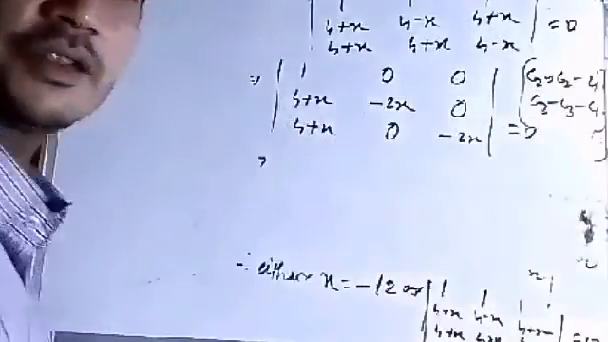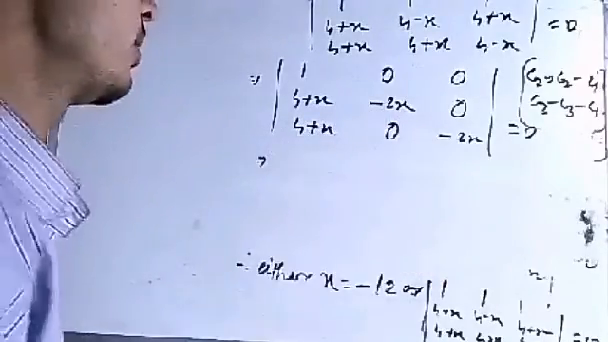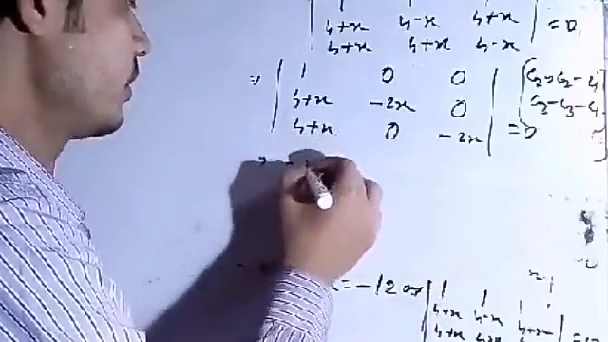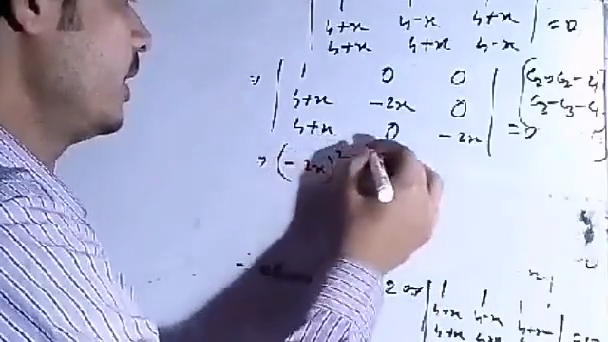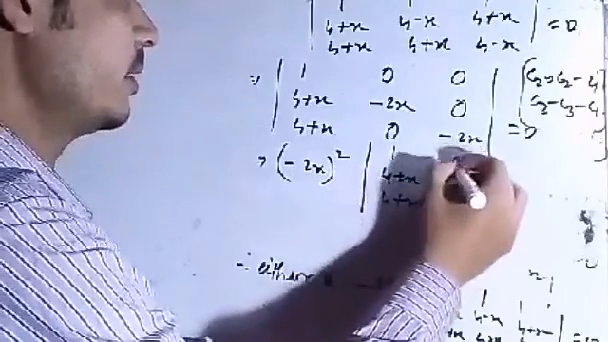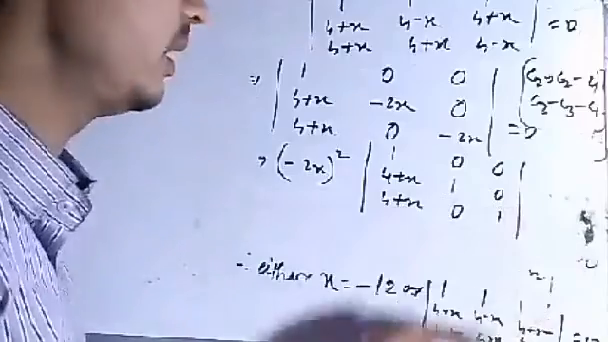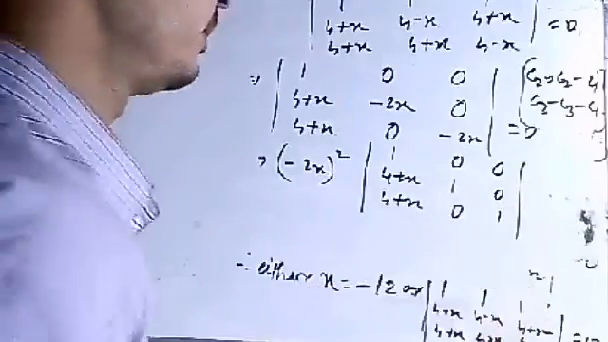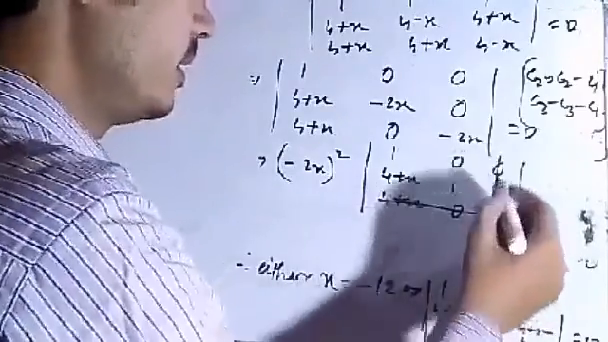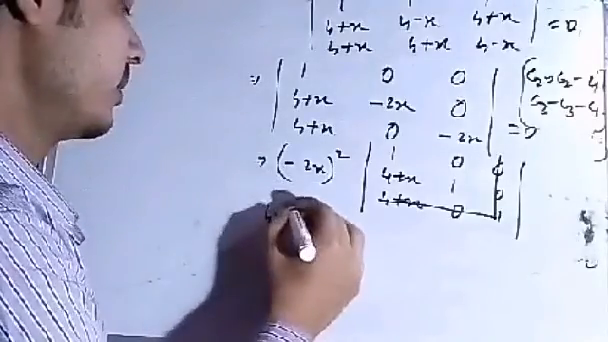Now we can see that minus 2x can be taken common from column 2 and from column 3 also. So outside we have minus 2x whole square. Then we get 1, 4 plus x, 4 plus x, 0, 1, 0, 0, 0, 1. So in the third column we see the structure of 0, 0, 1 has come, so we can delete this determinant. By deleting this determinant we have 4x square.